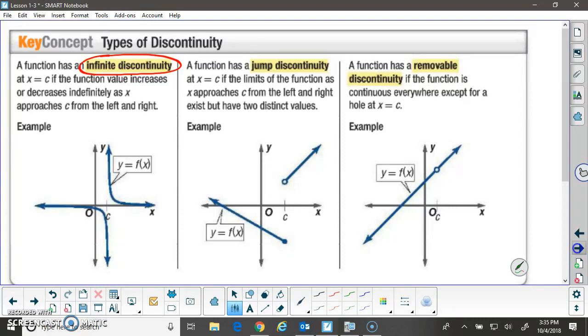Another type of discontinuity is jump discontinuity. At a particular value C, like you can see here on this graph, the graph jumps from one height to another height, and it's broken apart.